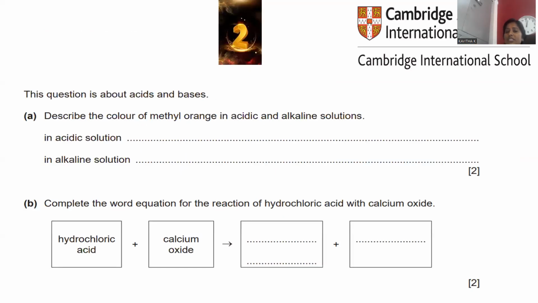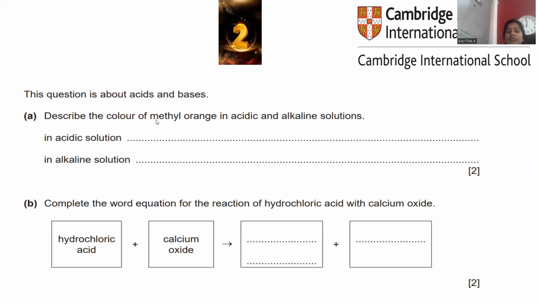Question number 2, which is collected from the Cambridge Assessment International Education. This question is about acids and bases. Describe the color of methyl orange in acidic and alkaline solution. In acidic solution, what will be the color? In alkaline solution, what will be the color?